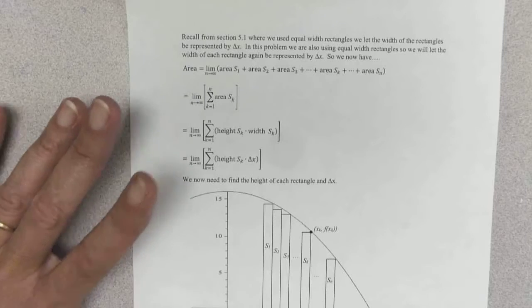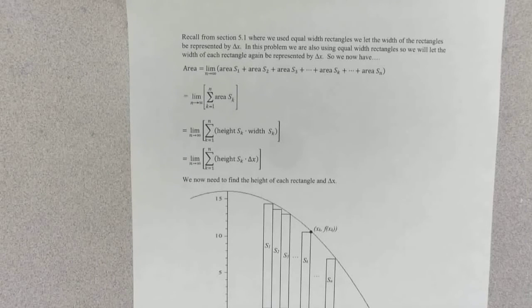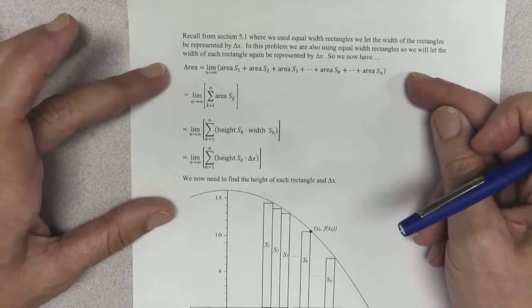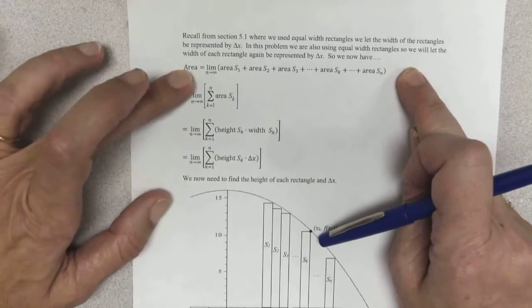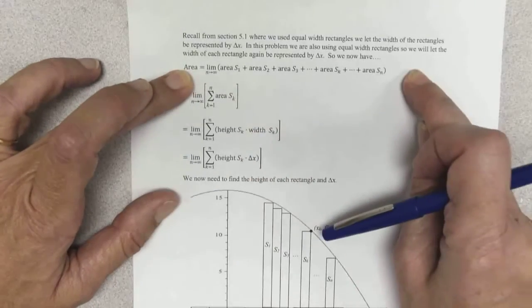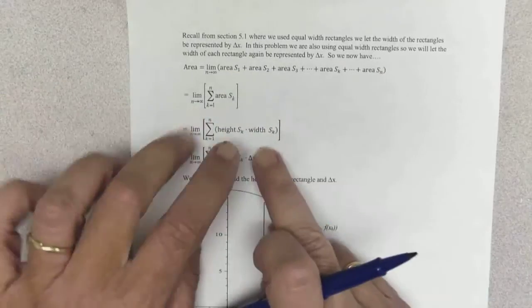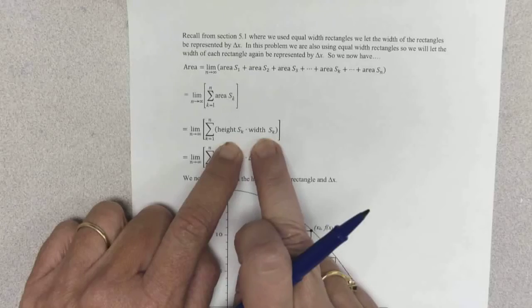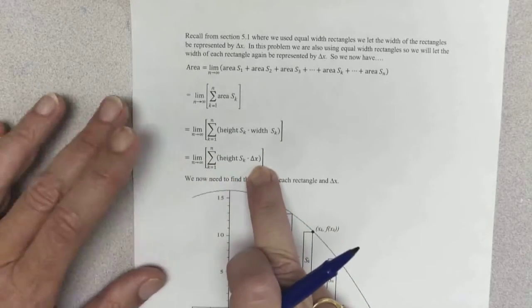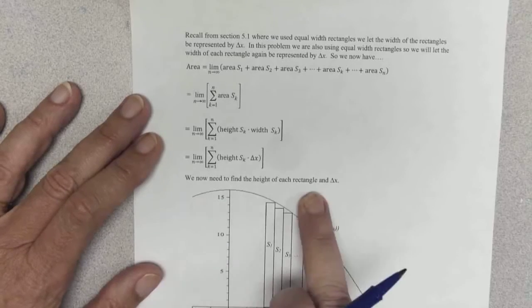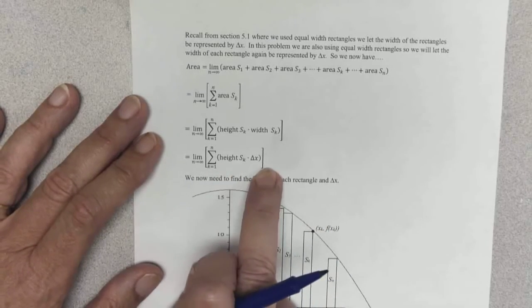Okay, recall from section 5.1, we used equal width rectangles and we let the width of the rectangles be represented by delta x. In this problem, we are also using equal width rectangles, so we will let the width of each rectangle again be represented by delta x. Just repeating what we had on the previous page, we're taking the limit as n goes to infinity of all those areas, and we introduce summation notation because that's cumbersome. Then we know that area is height times width. This was all on the previous page. But now the width is just delta x. Now we need to find each one of those things, the height and delta x.